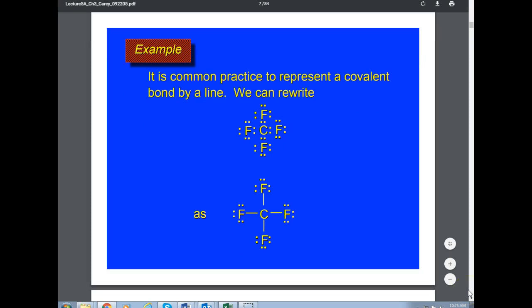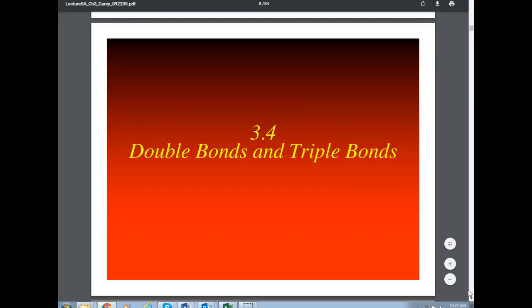So we can show it with the dots, or we can start showing it with a line like that. We'll start out with dots, and then we'll start drawing the 2 electrons shared together as a line. So those are single bonds we just talked about, and now let's talk about double and triple bonds.